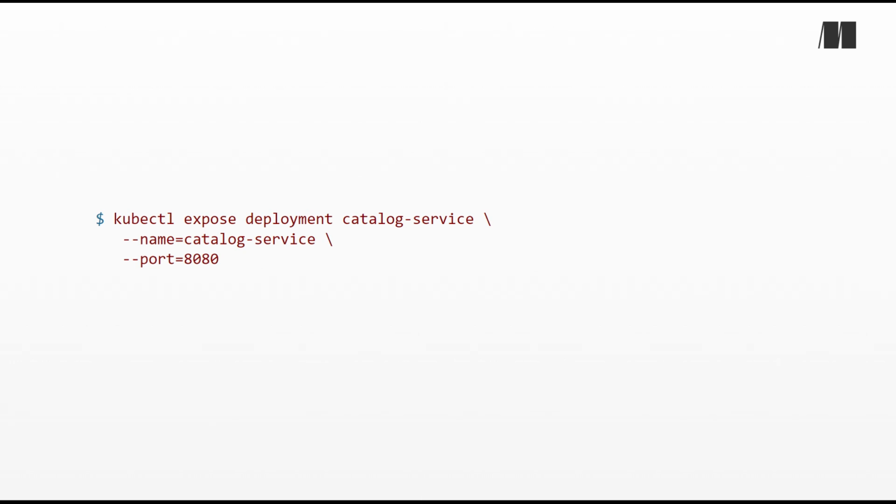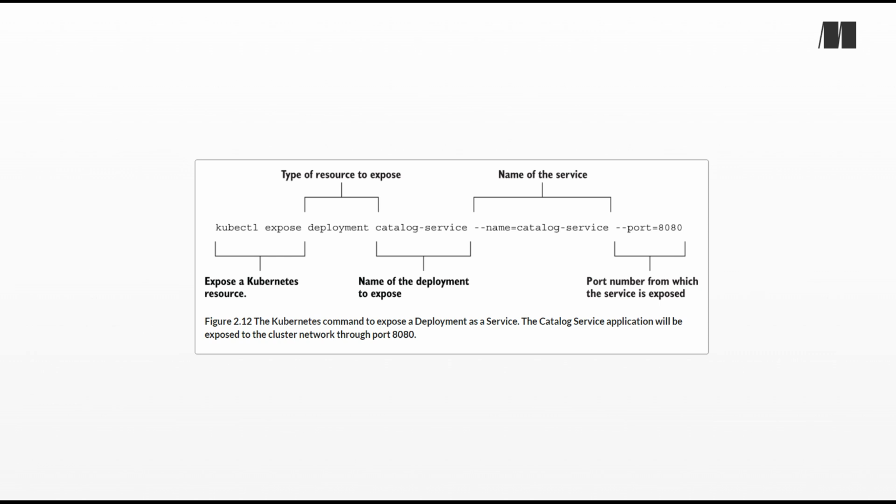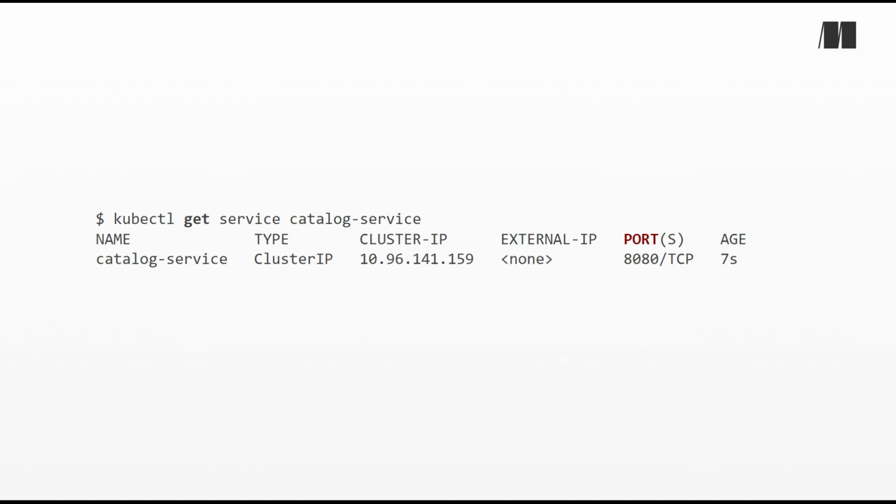By default, applications running in Kubernetes are not accessible. Let's fix that. First, you can expose catalog service to the cluster through a service resource by running the following command. Figure 2.12 provides a description of the command. Figure 2.12. The Kubernetes command to expose a deployment as a service. The catalog service application will be exposed to the cluster network through port 8080. The service object exposes the application to other components inside the cluster. You can verify that it's been created correctly with the following command.